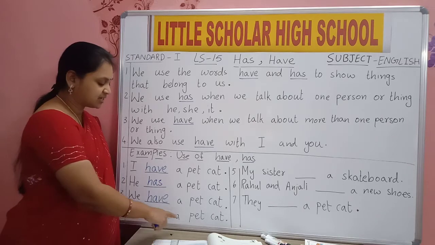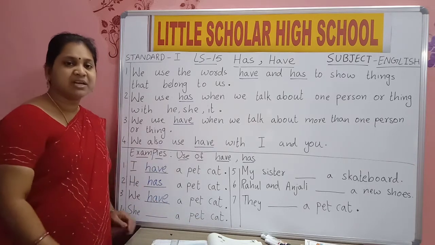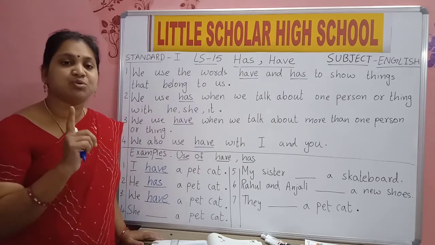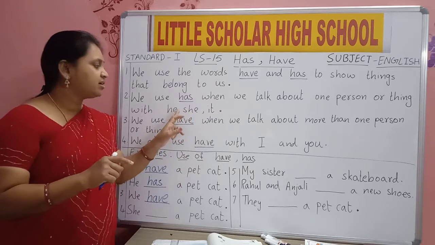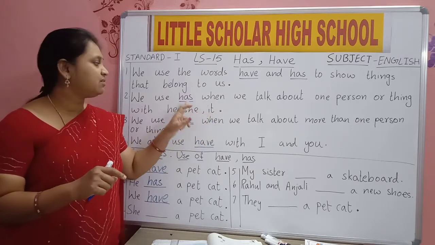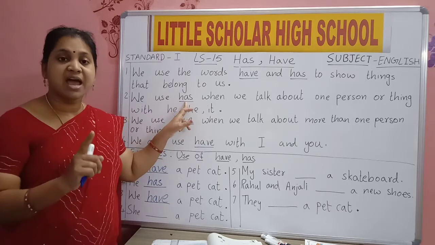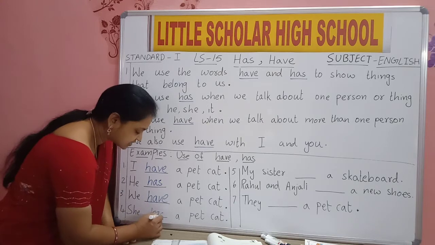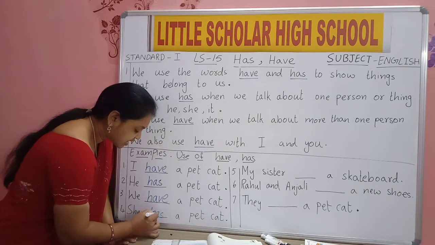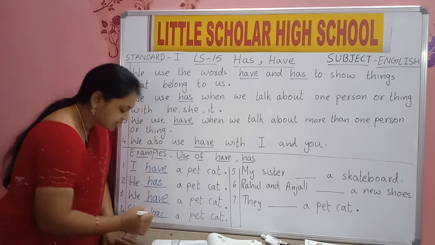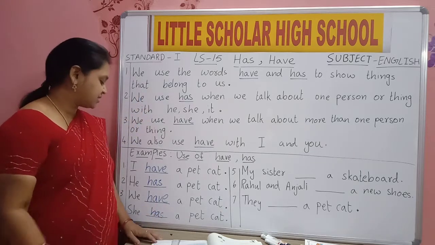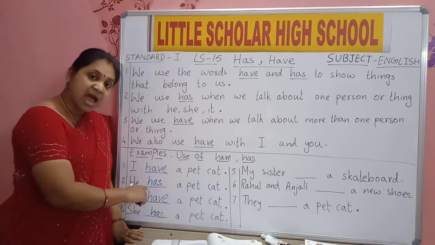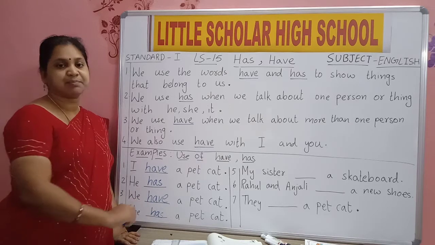She dash a pet cat. She means how many here? She means we are talking about only one girl. When we are talking about one boy, one girl, one thing, or one animal, we should use has. She has a pet cat. I have a pet cat. He has a pet cat. We have a pet cat. She has a pet cat.